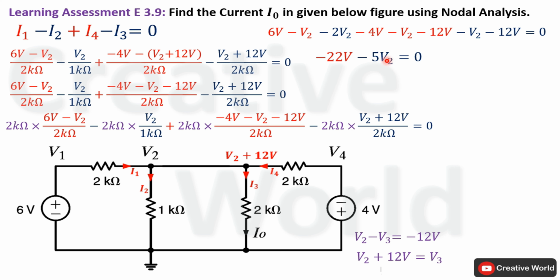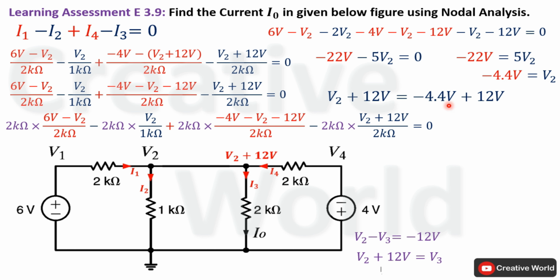Now inside this equation only one variable exists, that is V2, and we are interested to calculate its value. So place minus 5V2 on the other side of the equal sign to make it positive. Now divide on both sides by 5 to calculate the value of V2, that will become minus 4.4 volt. After calculating the value of voltage V2, we are able to calculate the voltage on this node, that is the sum of V2 and 12 volt. So the voltage on this node will be minus 4.4 volt plus 12 volt, that will become 7.6 volt.